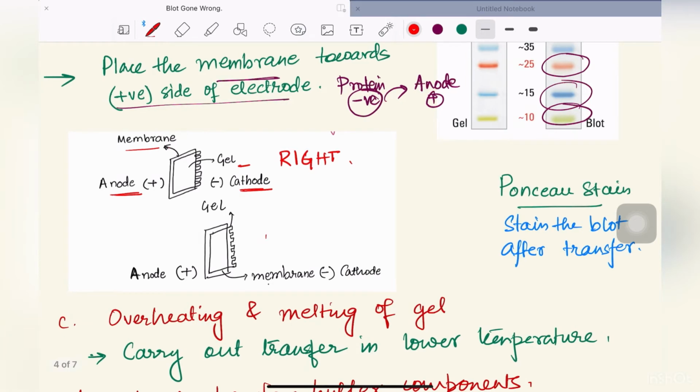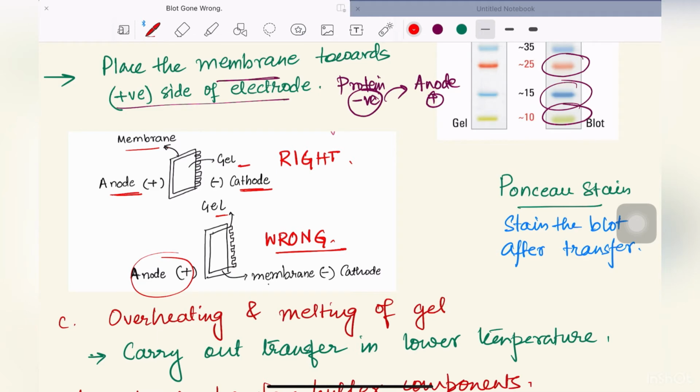And if the gel is placed towards the positive side, then the protein, which is negatively charged, will not be able to go towards the positive side because it is on the positive side itself, so the transfer will not occur. So please ensure that the membrane is placed towards the positive side of the electrode.